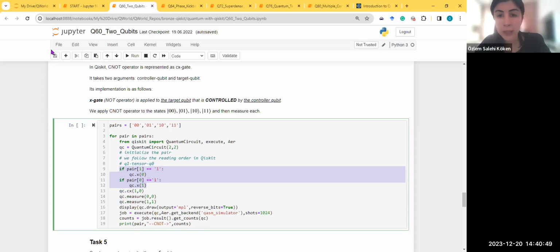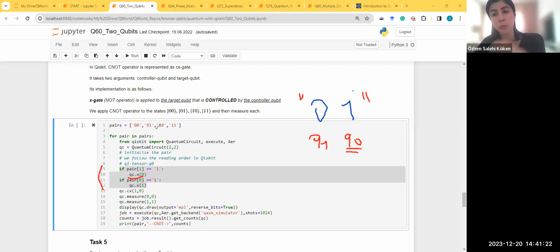Why? Because according to Qiskit's order, if this is the state you would like to obtain, then this is qubit number 0, and this is qubit number 1. So to obtain quantum state 0, 1, I need to apply NOT on qubit number 0. And this is what those 4 lines are doing here. It's checking the input, and according to the input, it's preparing the state.